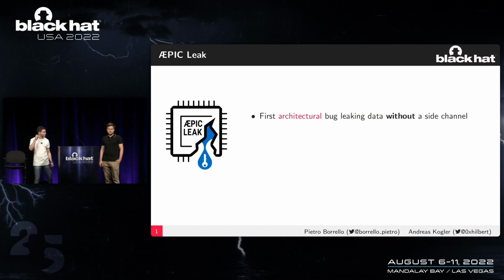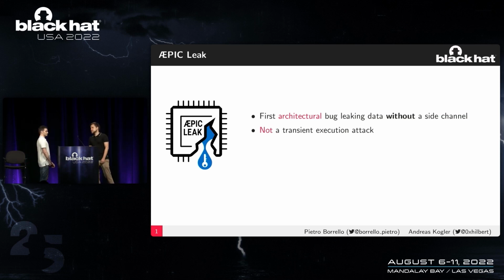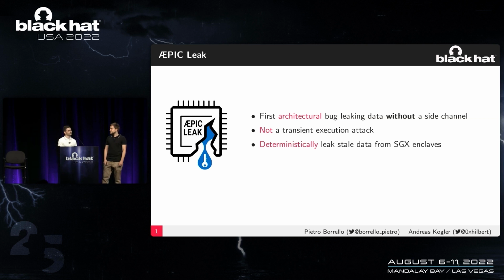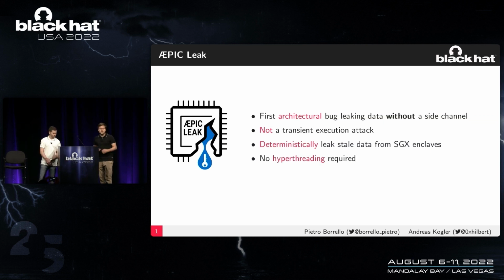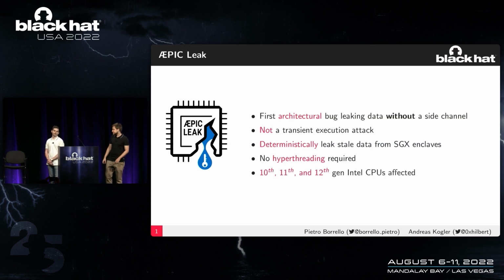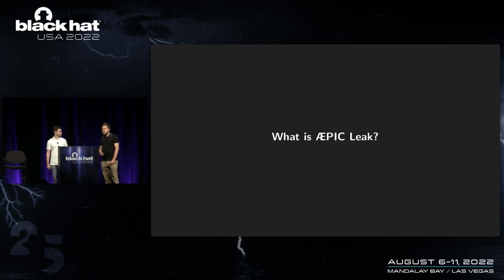You will witness the first architectural bug that is able to leak stale data without any side channel. And furthermore, it's not a transient execution attack. It's able to deterministically leak stale data from SGX enclaves. And also, we do not even require hyperthreading for the basic leakage to happen. Yeah, and it affects most recent Intel CPUs. So the name is ÆPIC Leak.